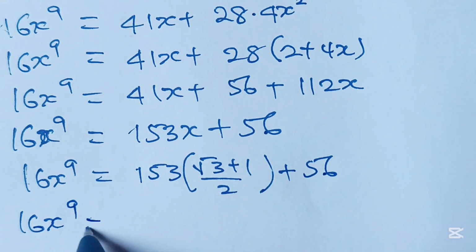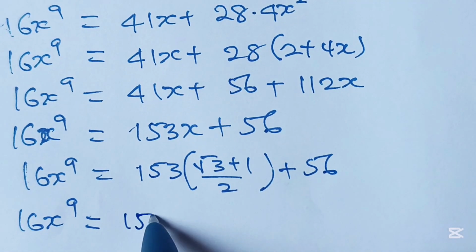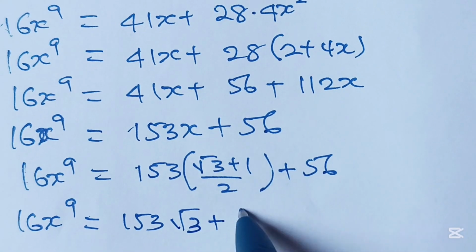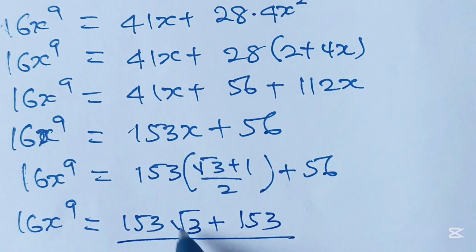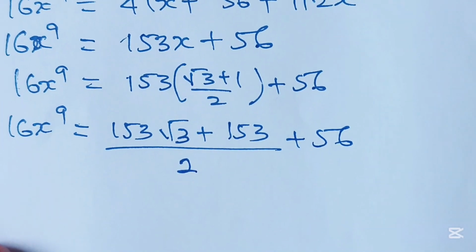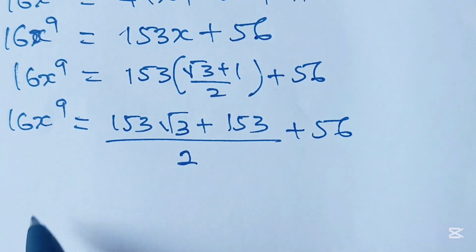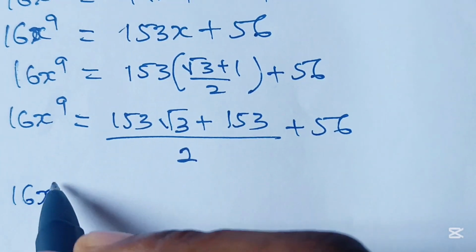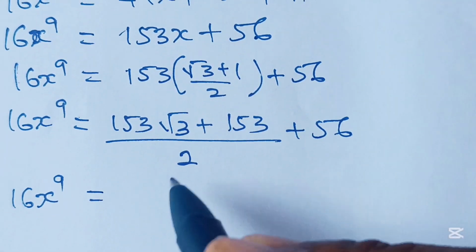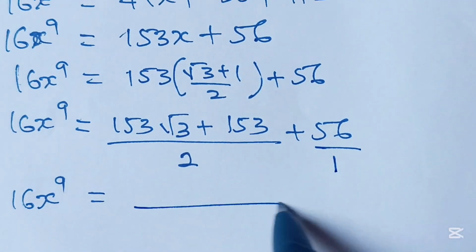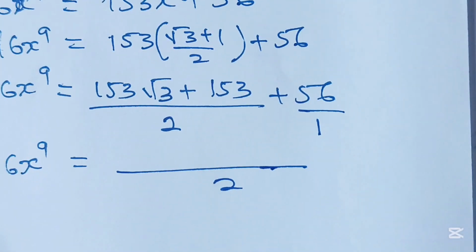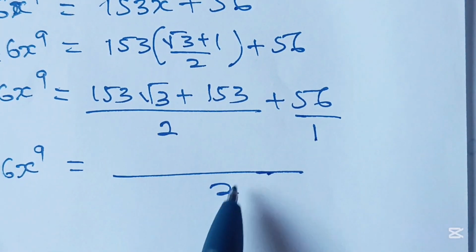16x to the power of 9 is equal to 153 root 3, right? Plus this times 1 is 153 divided by 2, plus 56. Interesting, right? I told you. So you have 16x to the power of 9 is equal to, so this is over 1. Let's divide by 2 because that is the LCM. All right. Now, when 2 divides this, we have 1.